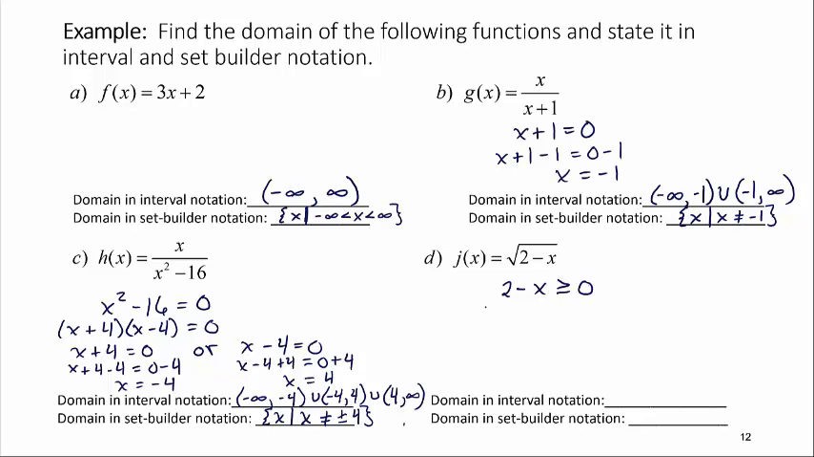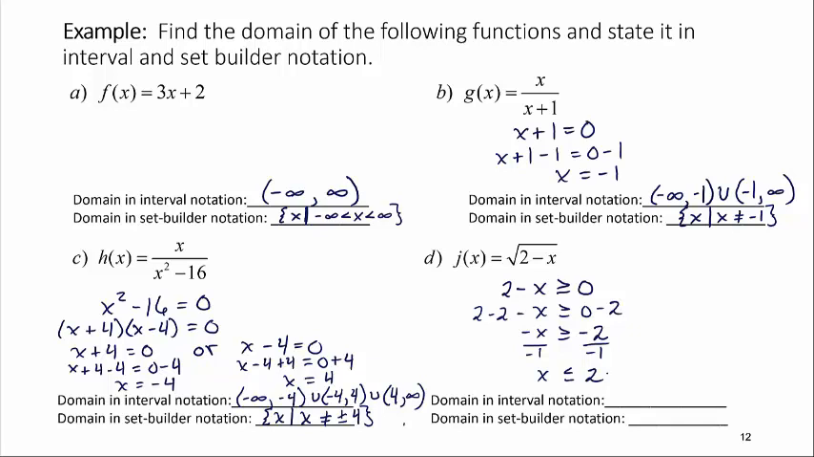Okay, so the first thing I want to do is subtract 2 from both sides. So I have 2 minus x greater than or equal to 0 minus 2. Negative x is greater than or equal to -2. And then I want to divide both sides by -1, or multiply both sides by -1. Now remember, with an inequality, when you multiply or divide by a negative number, you have to reverse the sign of the inequality. So we'll have x less than or equal to 2.